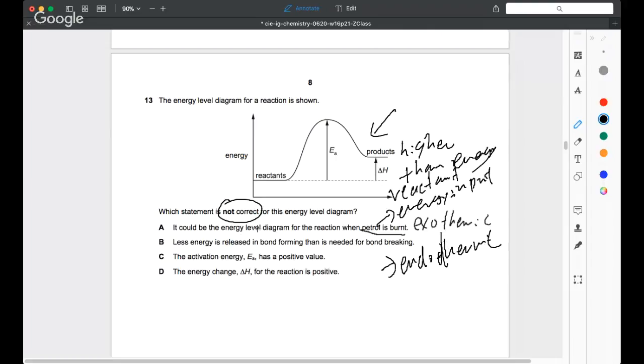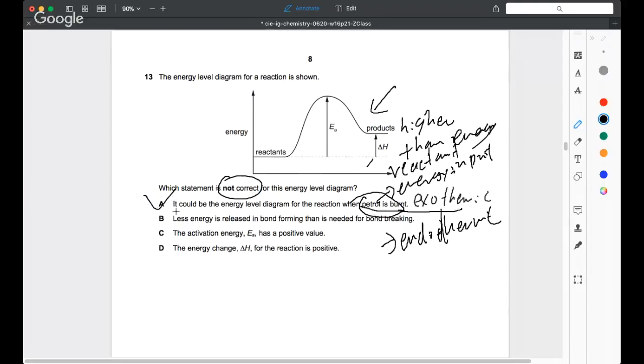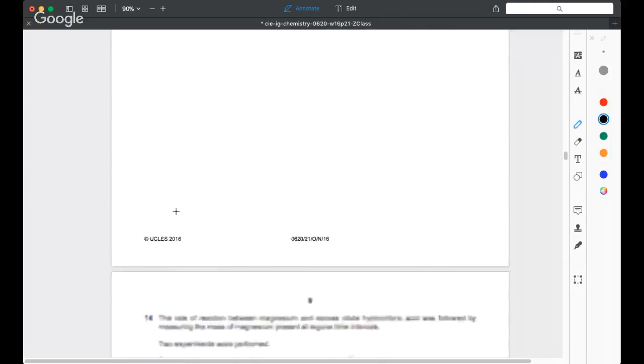Whereas A is suggesting that this is an exothermic process because burning petrol is an exothermic process, but that's not true because in this energy diagram we know that energy is put into the system, so it's endothermic. So A is the right answer. It is a wrong statement, but it's the right answer.